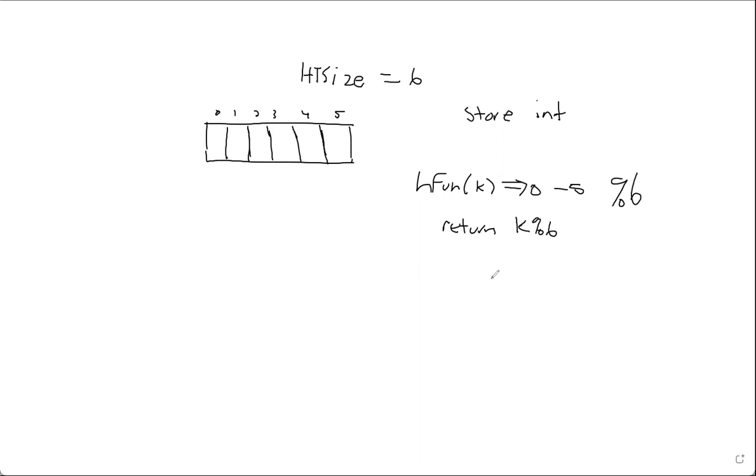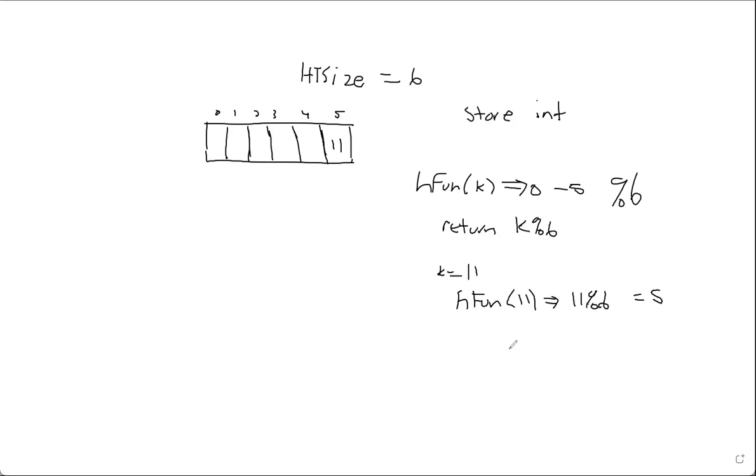So again, whatever number you have, let's say I want to store an 11. My key is equal to 11. My hash function of 11: if I take 11 mod 6, which equals 5, that means I would store an 11 right here.